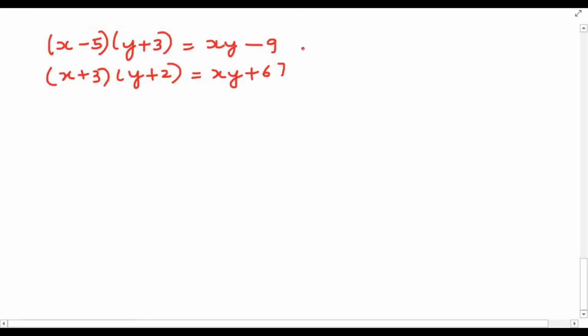Now these are our 2 equations, and we need to solve them. When the length is reduced by 5 units and breadth is increased by 3 units, the area has reduced by 9 units. Again, when the length is increased by 3 units and breadth by 2 units, the total area is increased by 67 square units. We need to open the brackets.